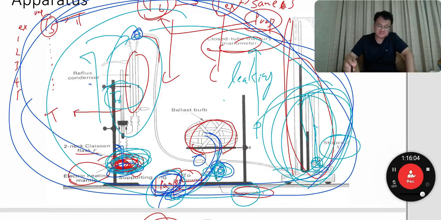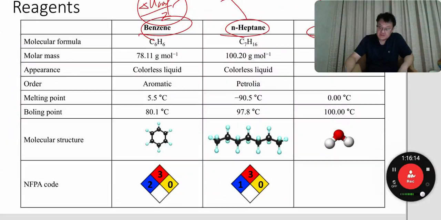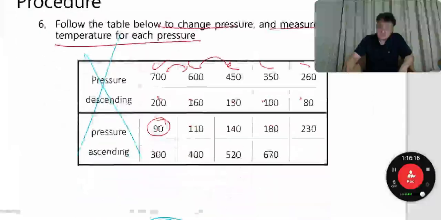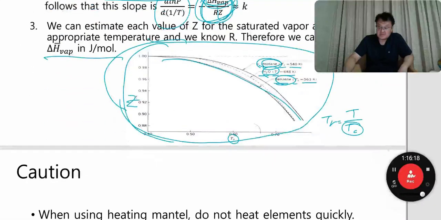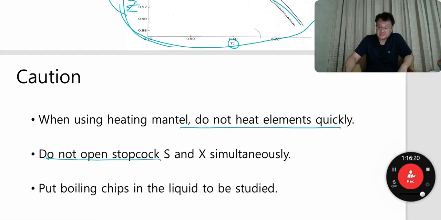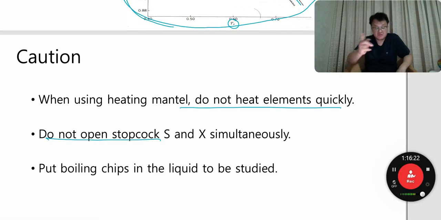In principle, the experiment is designed to use the mercury manometer, but in reality, when you go to the lab, you're going to use a digital manometer for reading pressure, so you don't have to worry about this. Put boiling chips in the liquid to be studied. Okay.